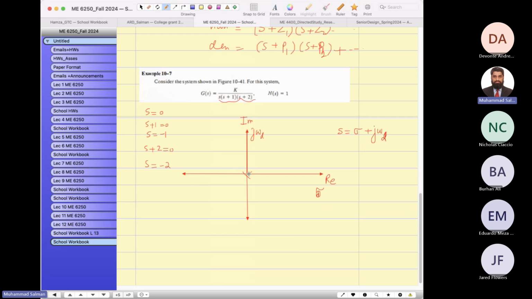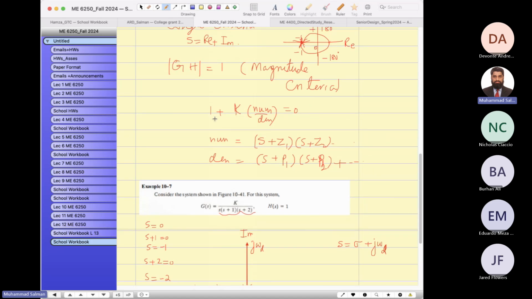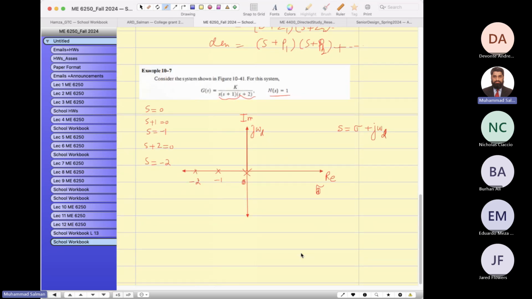So I'm going to draw crosses showing the root locus at location 0, at location -1, and location -2. These are the open loop poles. We also call these open loop poles. In this case, H is considered as 1, so we don't need to worry about H in this case.